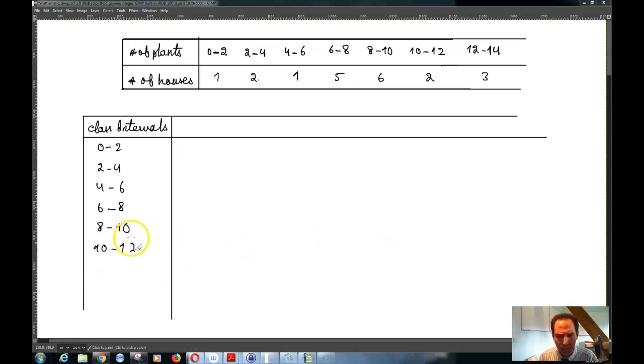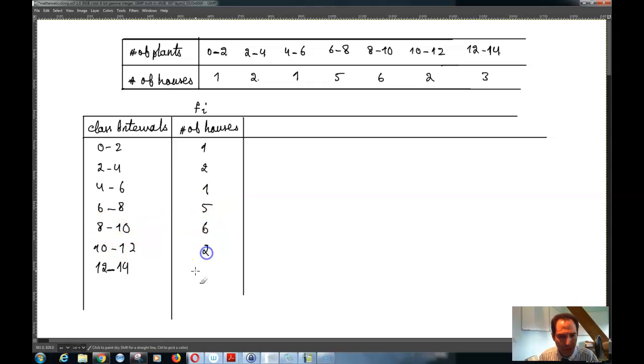Then you have 12 to 14. And then the number of houses is basically the frequency of those class intervals. You can call this f of i. So this was 1, 1, 5, 6, 5, 6, 2, and 3.